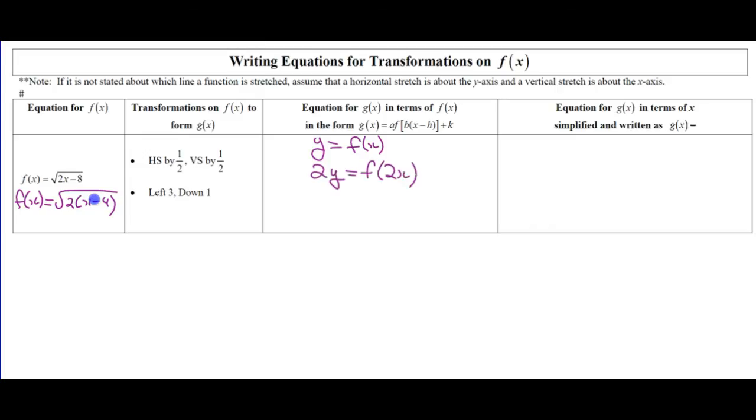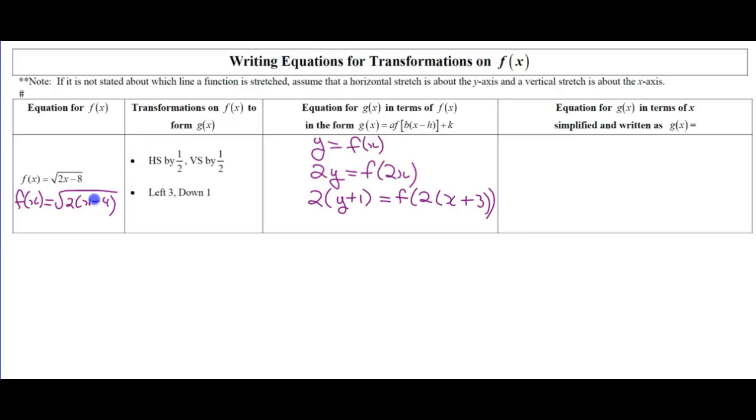Left 3 and down 1, okay, I can just do those again. So down 1, 2 bracket y plus 1 is equal to f of 2 bracket x plus 3. Okay, and now we need g of x.